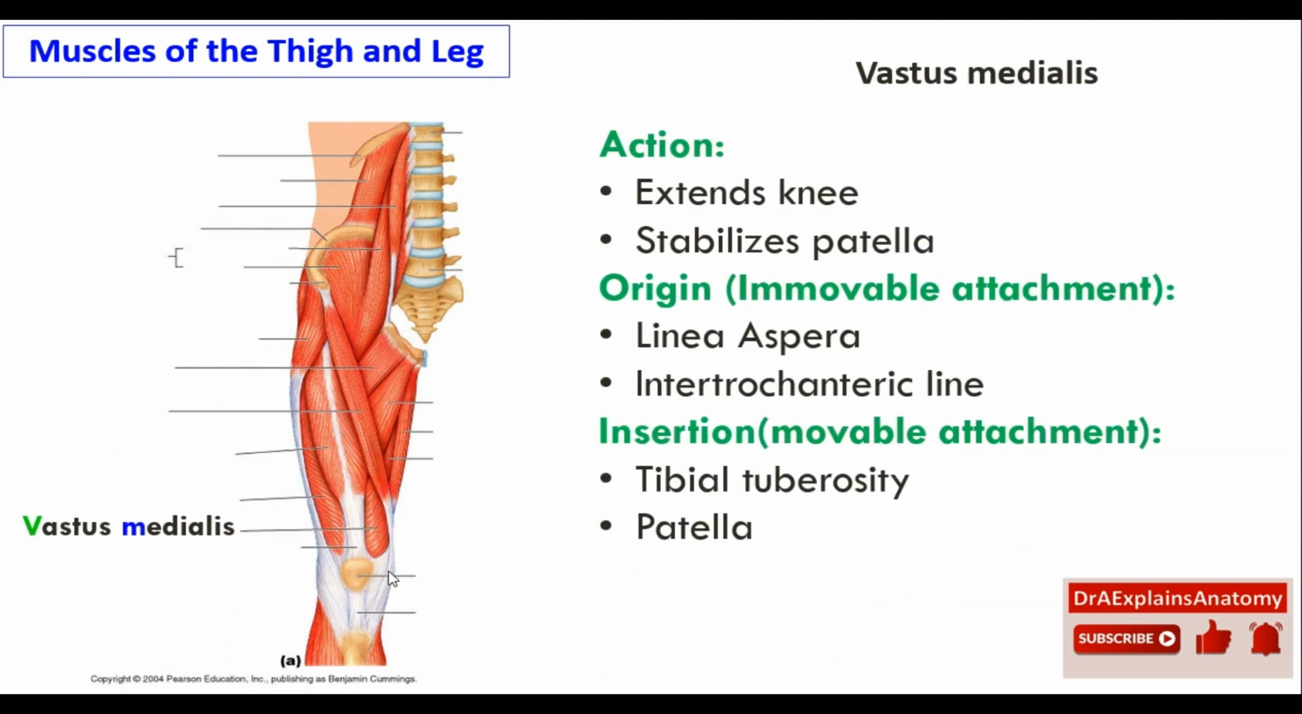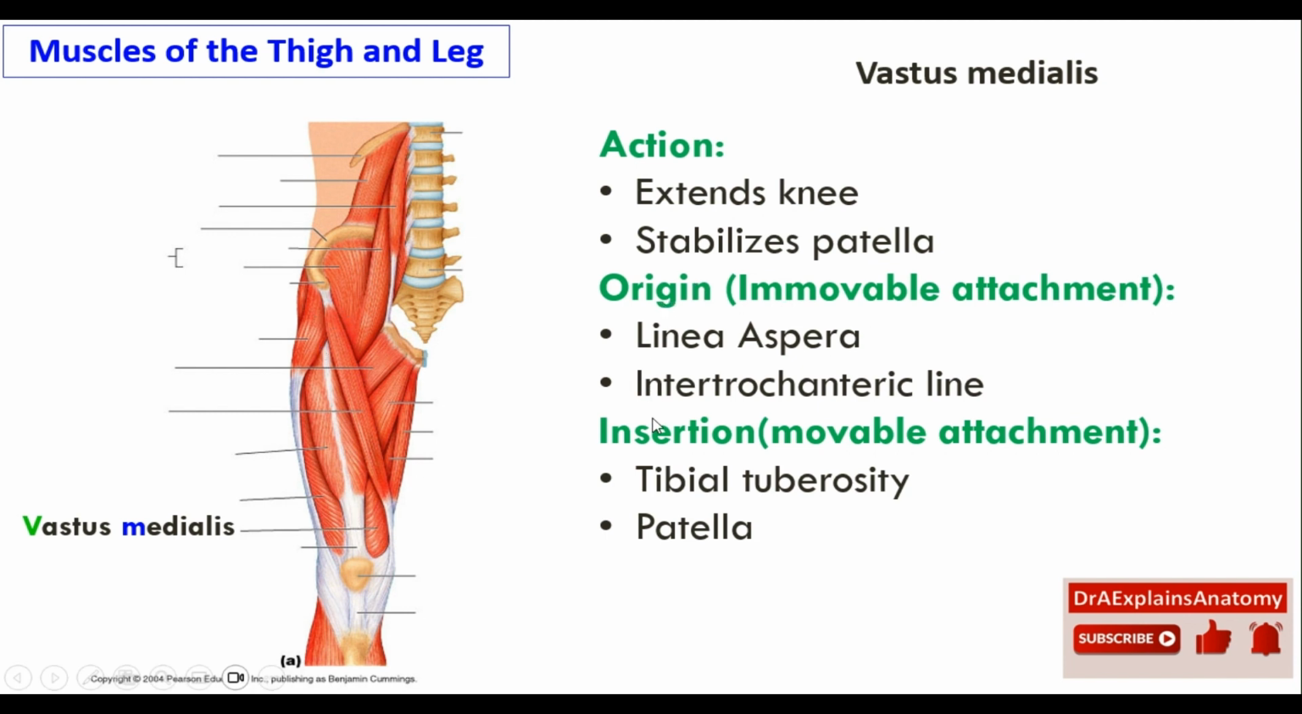Moving to the vastus medialis muscle. The vastus medialis muscle is one of the four muscles that form the quadriceps femoris muscles. The action: it extends the knee and it stabilizes the patella. The origin of the vastus medialis muscle is the linea aspera, which is a structure on the posterior aspect of the femur, the bone in the thigh.